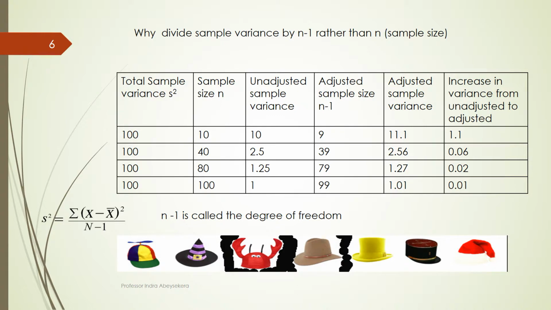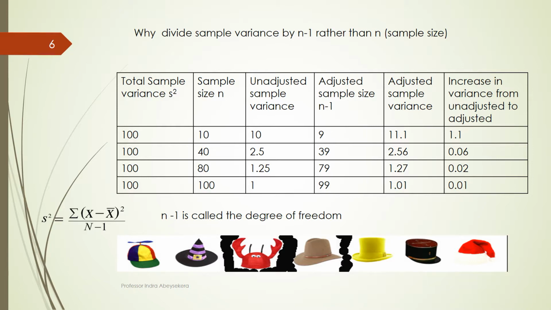Let's take different sample sizes: 10, 40, 80, and 100. And let's say the total sample variance for all those samples is 100. If we don't adjust the sample size, we divide the variance by the sample size, and then we get our results, which is shown in the third column, unadjusted sample variance.